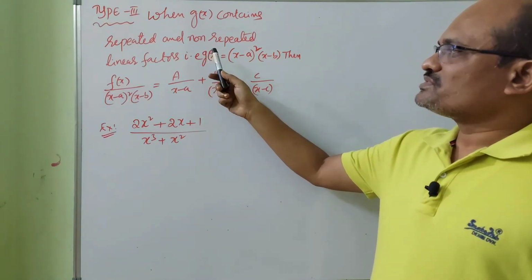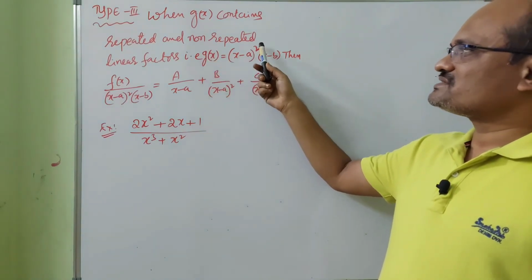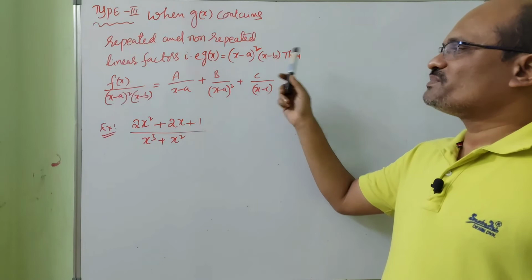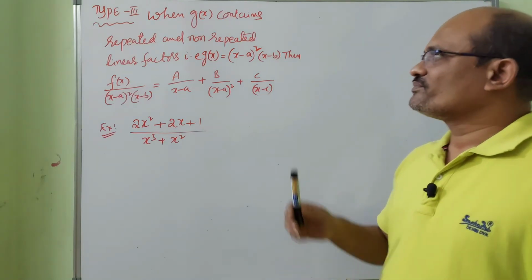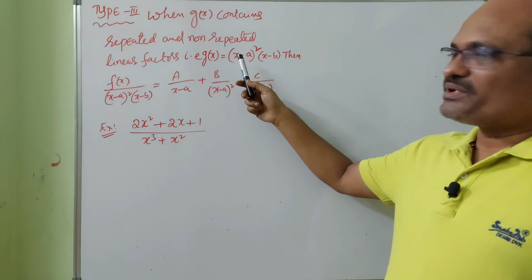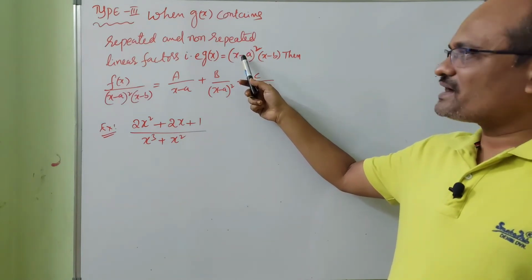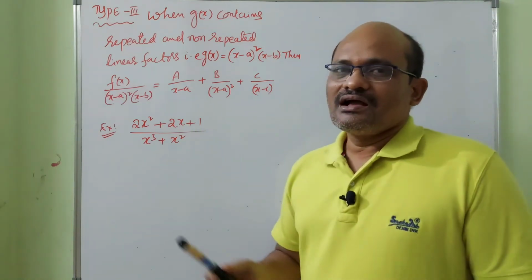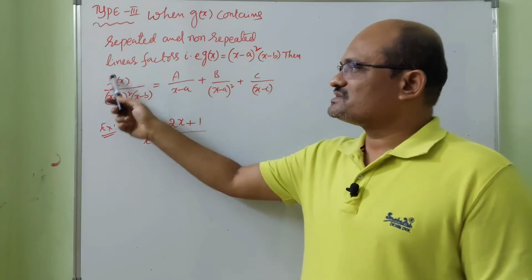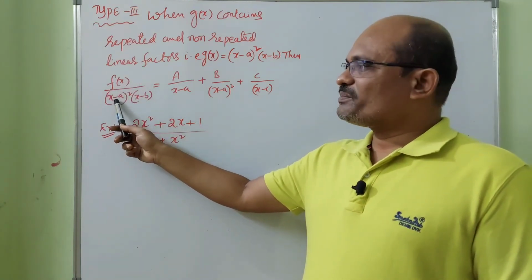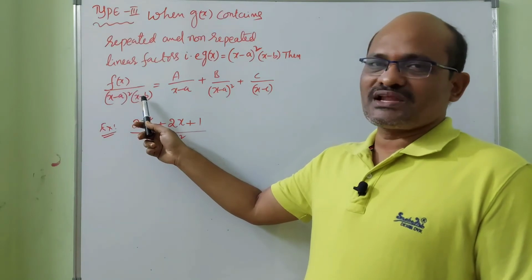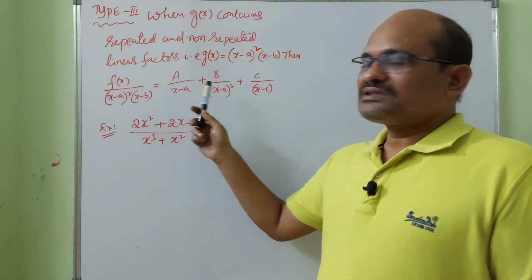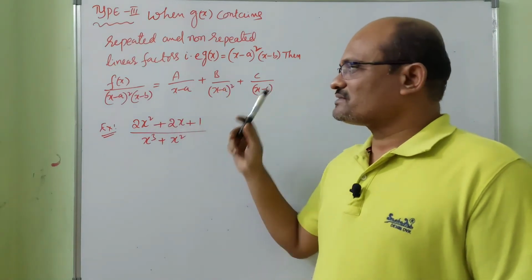Suppose the denominator of g(x) is (x minus a) whole square into (x minus b). That means x minus a is repeating 2 times, and x minus b is not repeating, it is present only 1 time. So the denominator contains a repeated linear factor and a non-repeating linear factor. Then how do we resolve this proper fraction into partial fractions?